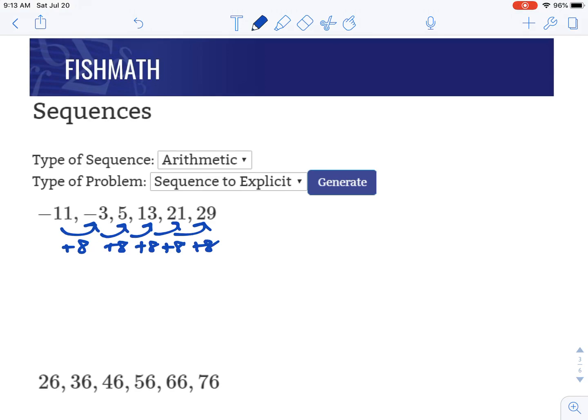Whenever you think arithmetic, always think linear. It's a lot easier to think linear since we're so used to linear relationships. So for this one, it'll be good to make a little table out of this. So this is the first term, the second, the third, the fourth, the fifth, the sixth.